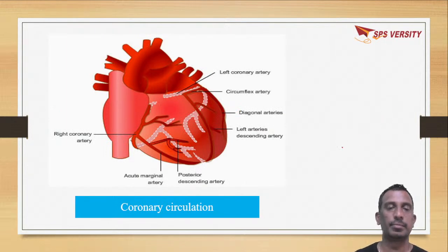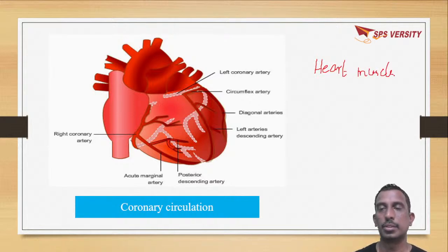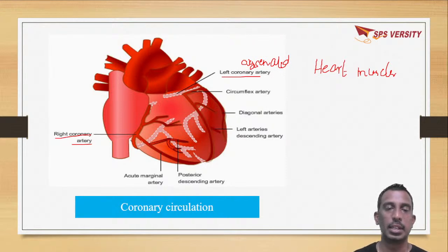Coronary circulation is the circulation to the heart muscles, the blood to heart muscles and away from the heart muscles. So here the right coronary artery and left coronary artery pump oxygenated blood into the heart. Okay. So here you can see there is a pumping of blood through this. So this is called coronary circulation. It supplies blood to the heart muscles.